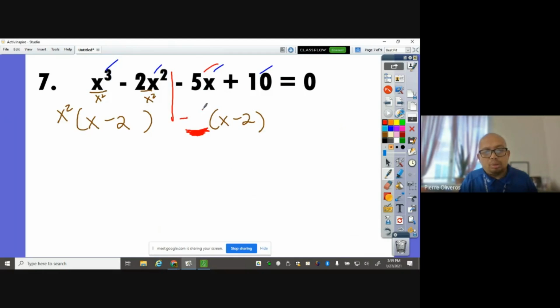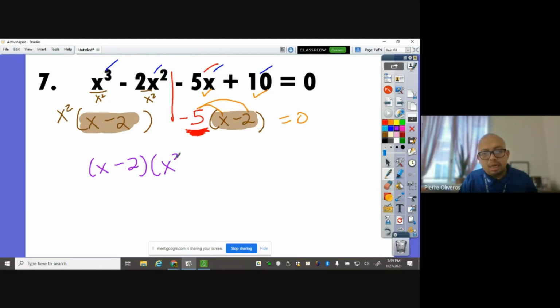In this case, it's going to be negative 5. Negative 5 times x, negative 5x. Negative 5 times negative 2 is positive 10. So we are right there. So now we're going to combine the similar one. This x minus 2 and x minus 2 are the same, so I just have to write x minus 2 there. And the x squared minus 5 will just be another quantity or another factor.